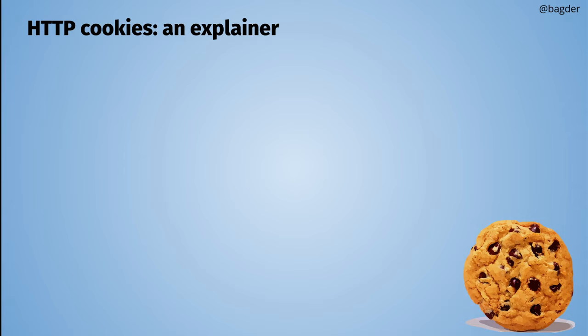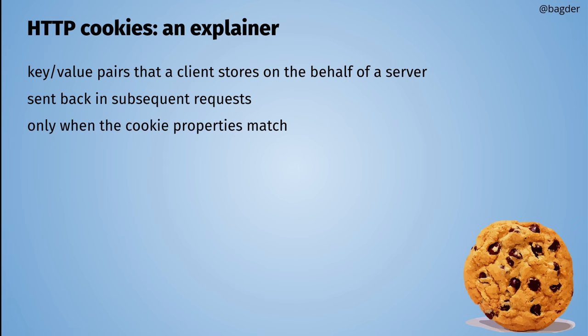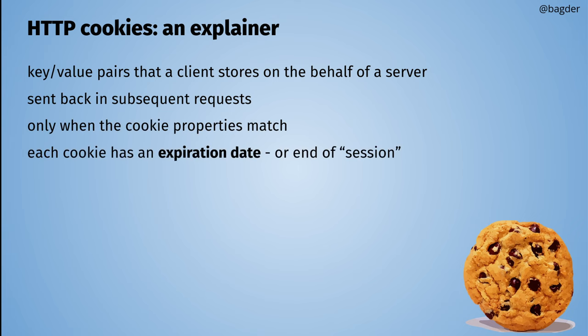When you work with random servers these days, you also want to speak cookies, right? Cookies are a way for a server to send key-value pairs to the client. You access something on the server, and the server tells the client, save this, and the client will send it back on subsequent requests under some conditions, when the properties match. And curl supports this, of course.